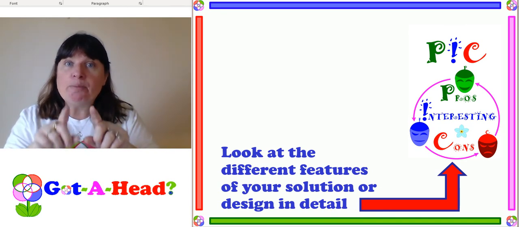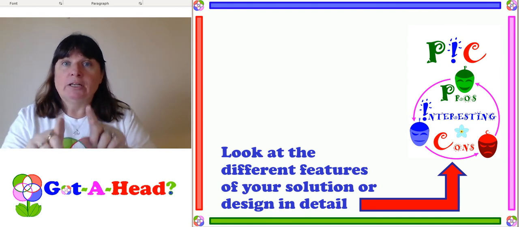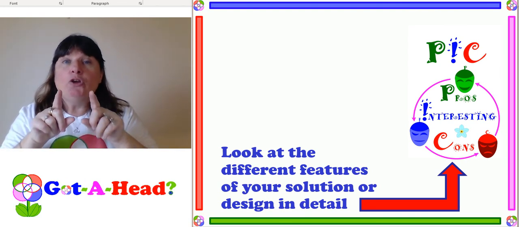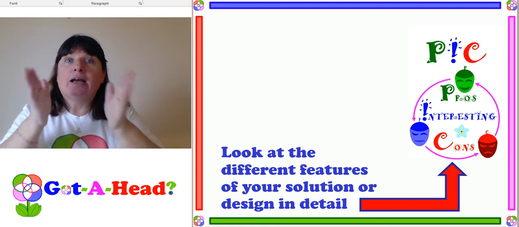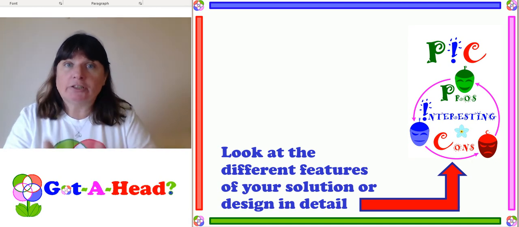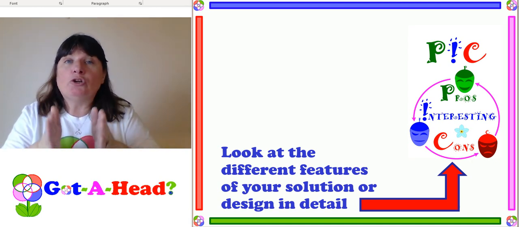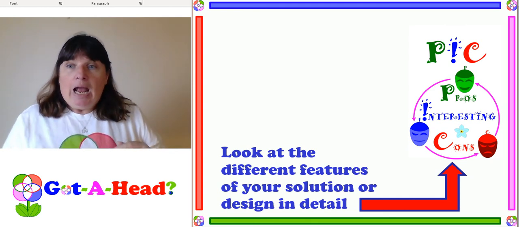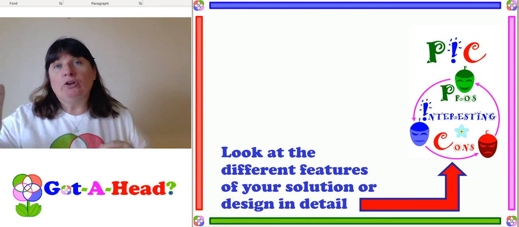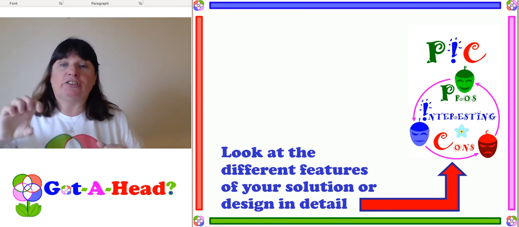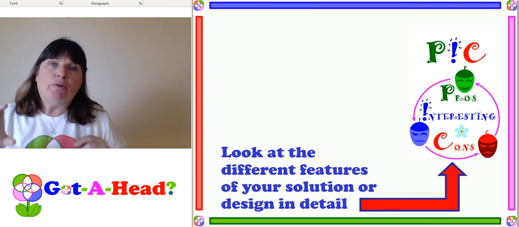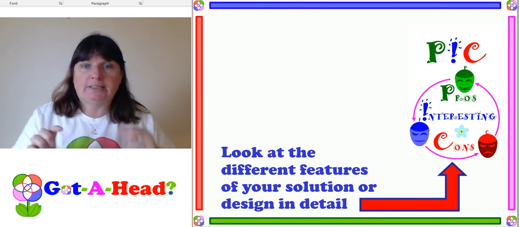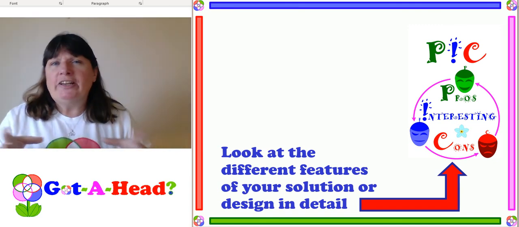And that's a very important distinction, because you choosing makes the task personal to you, and it means that you will be much more involved in choosing. PIC is very useful when you're looking at the different features of your solution. So if we look back at the shoebox example, what are the features that we were looking at?